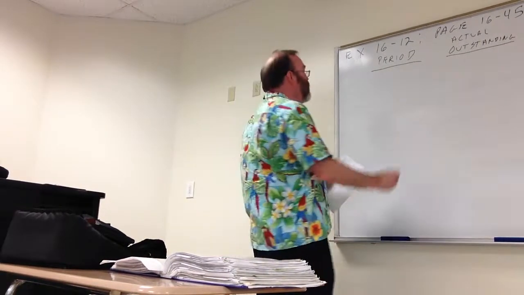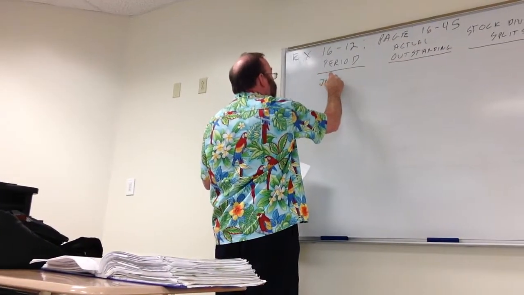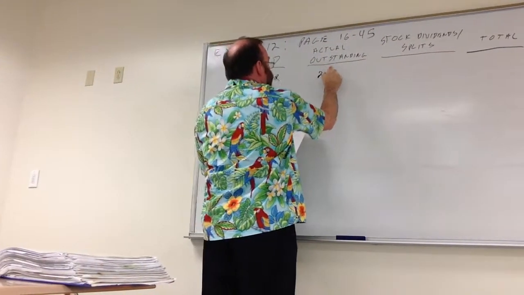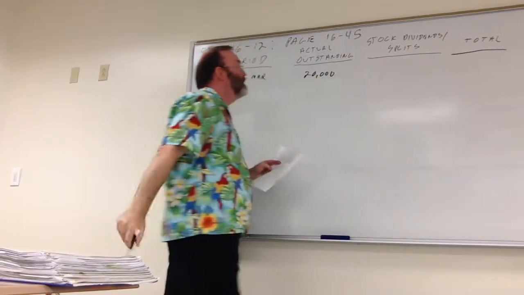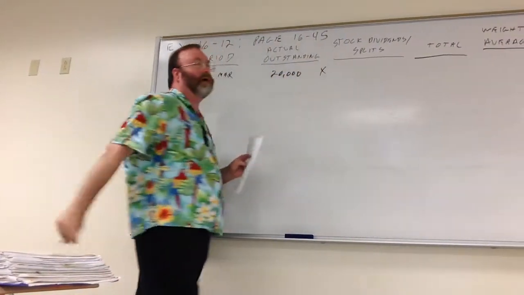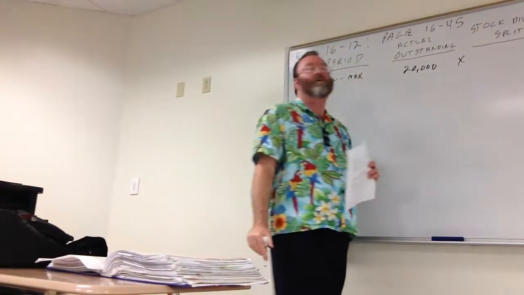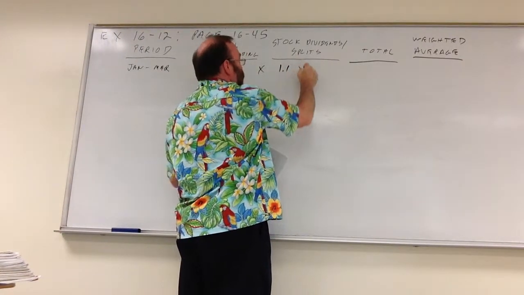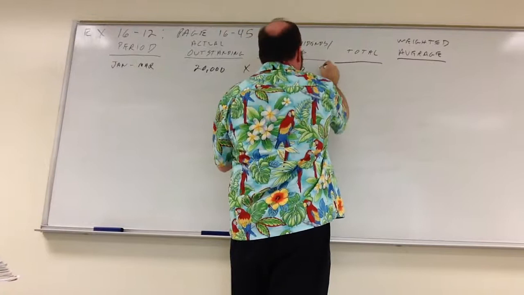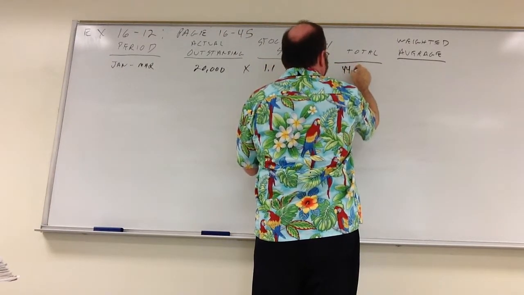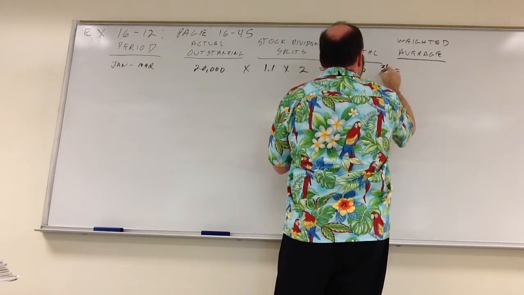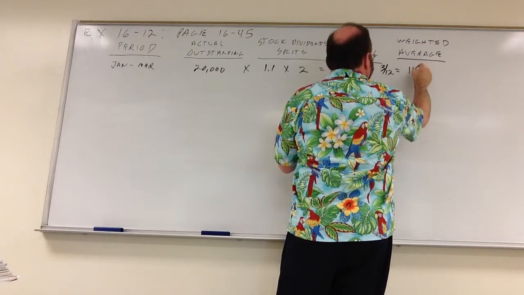So we have from January to the beginning of April, so January to March, we have 20,000 shares outstanding. What are we going to multiply that by? 1.1 for the 10% stock dividend, and 2 for the stock split. And that's going to give us 44,000 for 3/12, or 11,000.